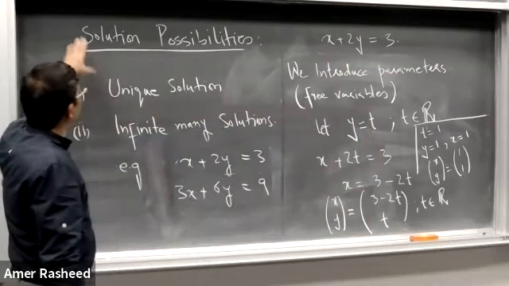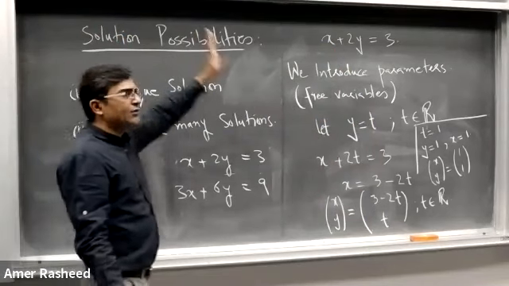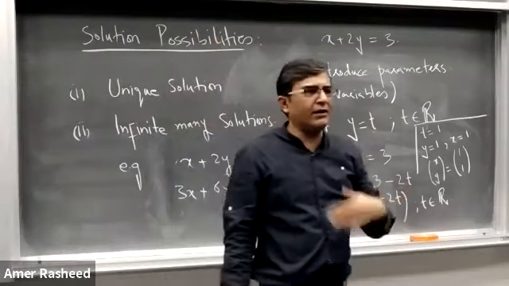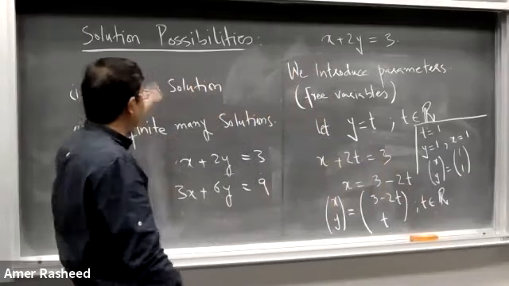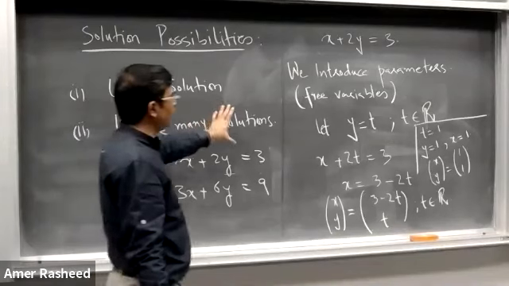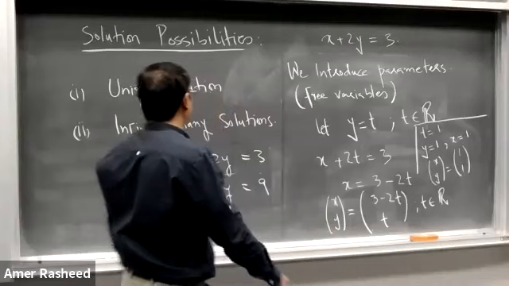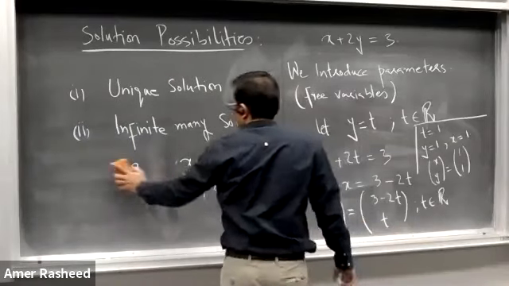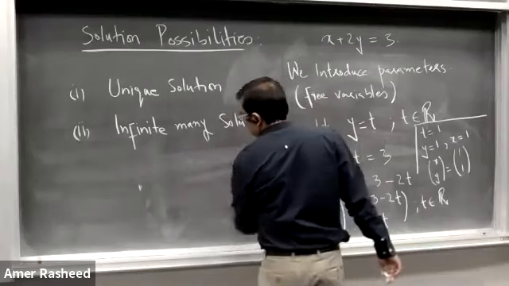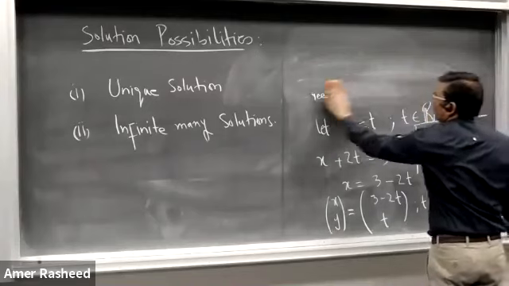Now, we were talking about solution possibilities. The first is the unique solution, in which we can solve the simultaneous equations and get only one solution, which we call a unique solution. The second possibility is infinitely many solutions. This is how we handle infinitely many solutions. Now, the third possibility is no solution, that a linear system doesn't have any solution. What is this situation?